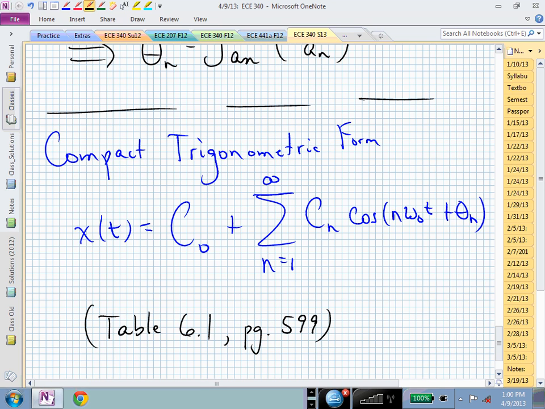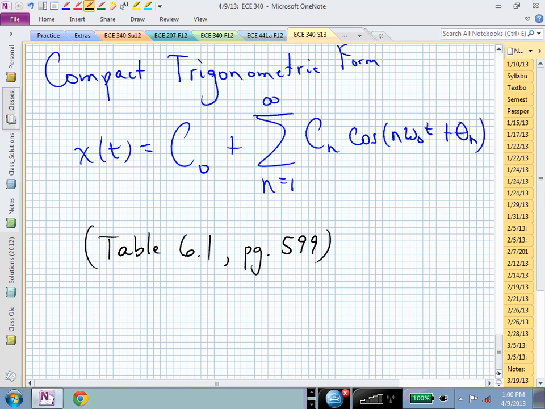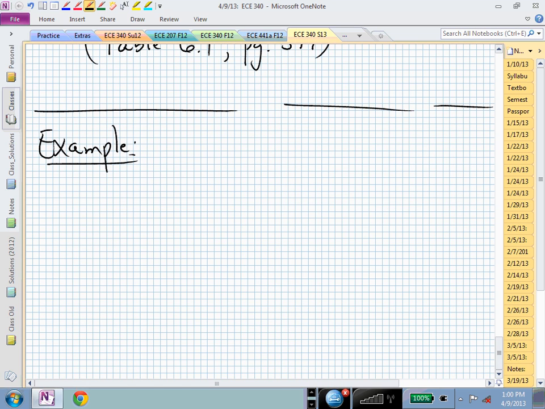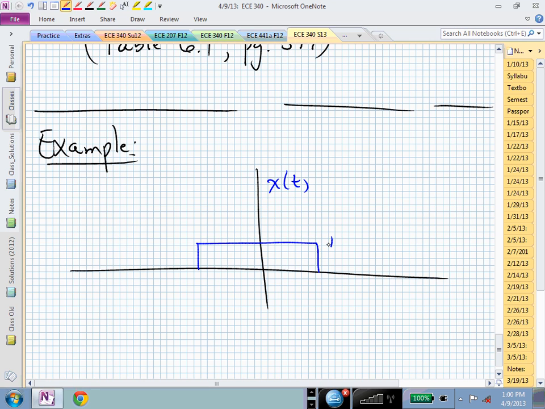In the Fourier series, let's look at this. We've already actually indirectly computed the compact trigonometric form in our earlier example, where we were doing the trigonometric Fourier series. What if I now said, here's x of t. Let's say that that's now 1 between minus t naught over 4 and t naught over 4. And then it repeats.